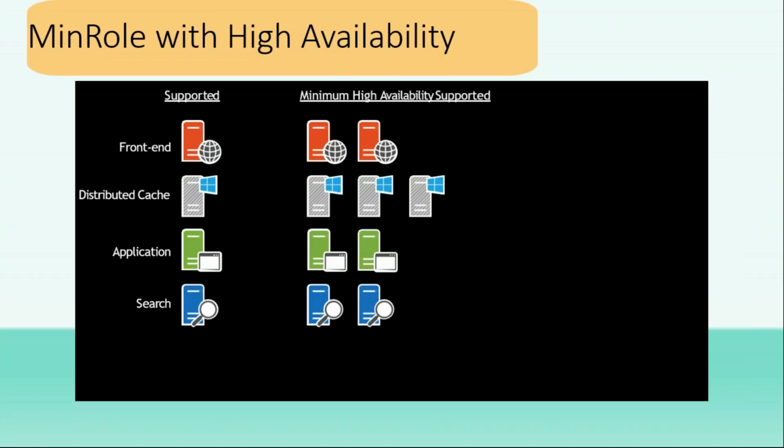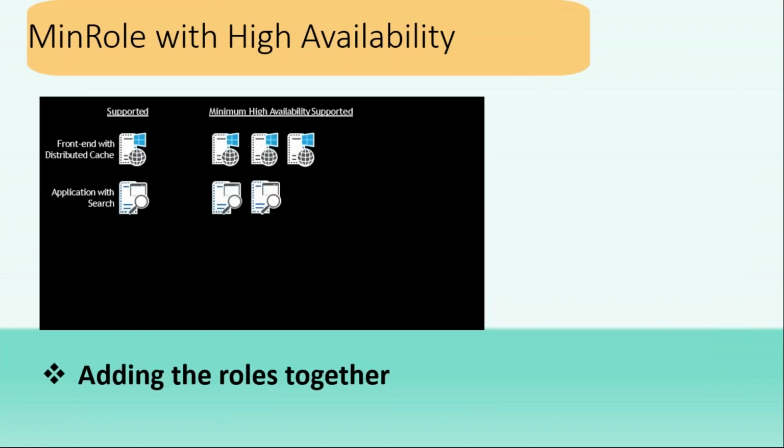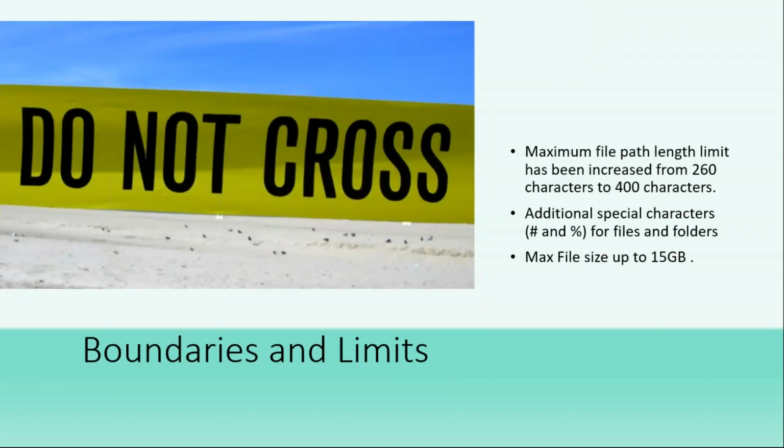So this is how MinRole looks on the surface. And then MinRole with high availability. Adding the roles together, you have your front end with distributed cache and application with search, and that is with your high availability. Okay, now let's speak about some boundaries and limits, right?